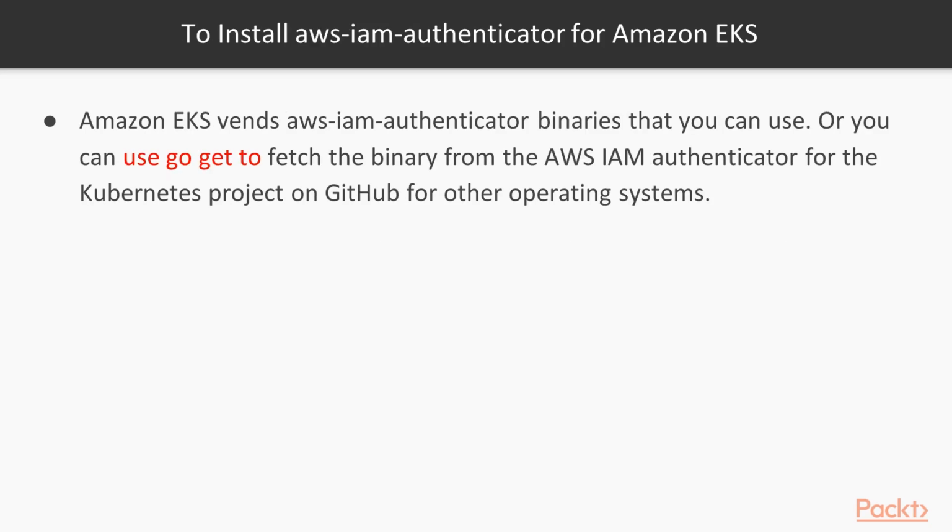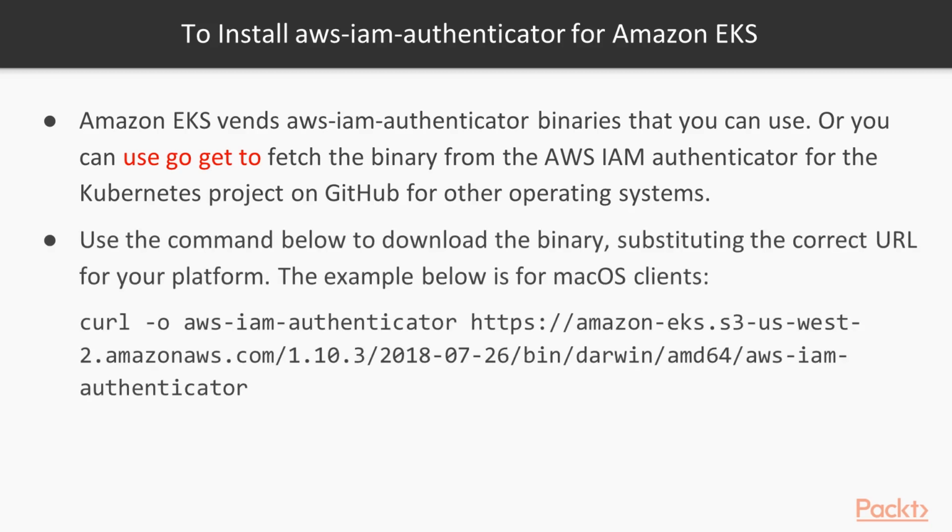To install AWS IAM Authenticator for Amazon EKS, Amazon EKS vends AWS IAM Authenticator binaries that you can use, or you can use go-get to fetch the binary from the AWS IAM Authenticator for Kubernetes project on GitHub for other operating systems. Use the command below to download the binary, substituting the correct URL for your platform. The example below is for macOS clients.